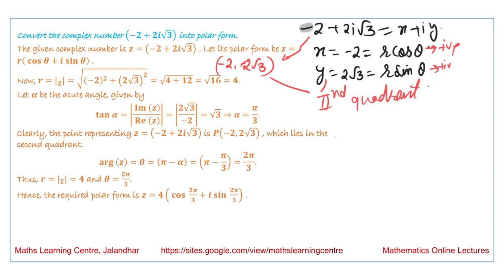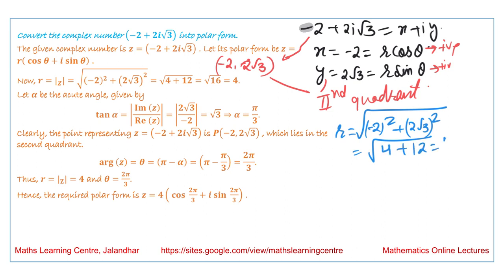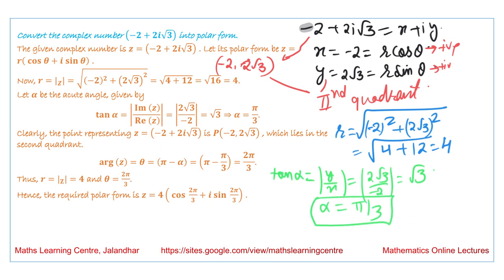So if we calculate the value of r, we have the square root of (minus 2) square plus (2 root 3) square. So it is equal to square root of 4 plus 12, that is equal to 4. Next we have to calculate tan alpha, that is equal to mod of y by x, that is 2 root 3 by minus 2 in modulus, that is equal to root 3. So the value of alpha will be pi by 3. Now look at these values: this number lies in the second quadrant, and alpha is equal to pi by 3.